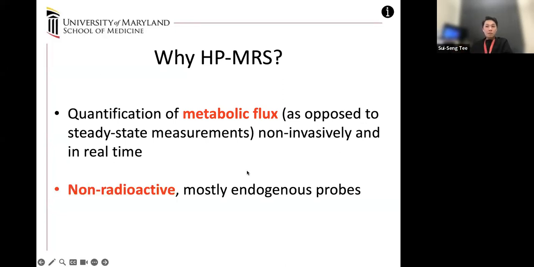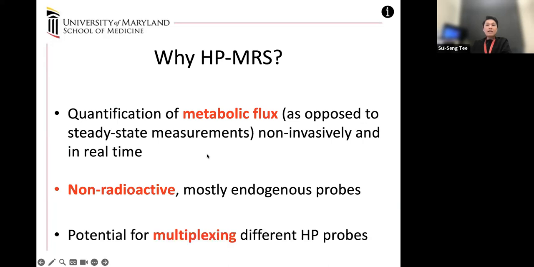Of course, hyperpolarized MR is also not radioactive. The current gold standard is FDG PET, and fluorine-18 is radioactive. In contrast, carbon-13 isn't, so it's non-radioactive. And finally, there is the potential for multiplexing.